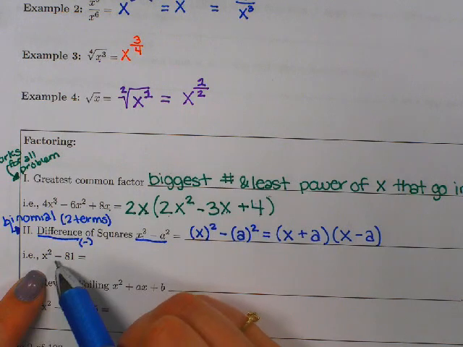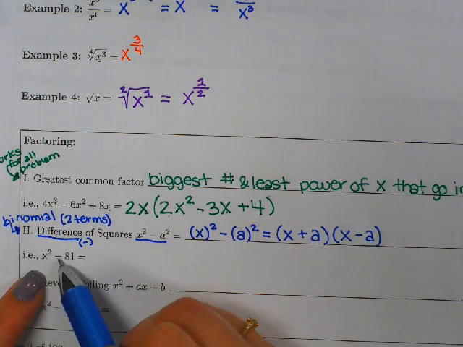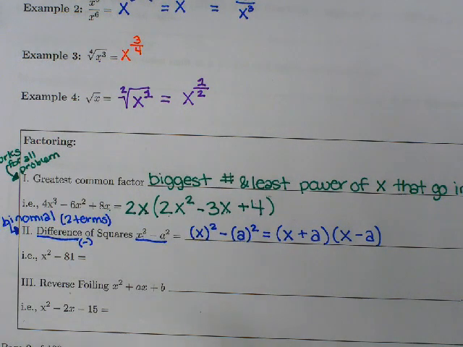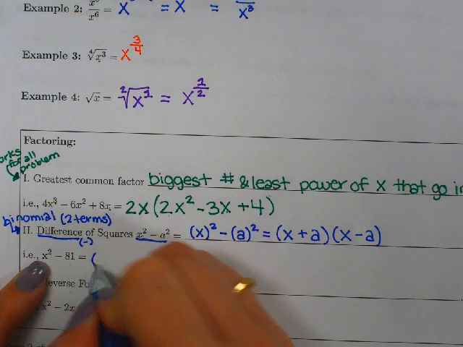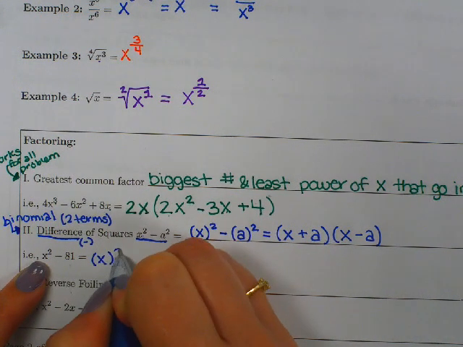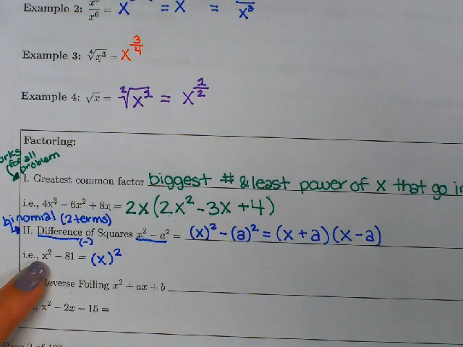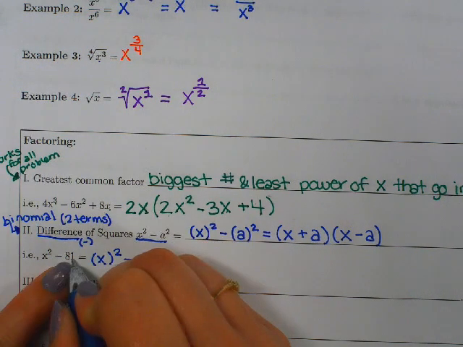If we have x squared minus 81, I have a difference and I have a binomial. I have two terms and it's a difference. So let's see if it's a difference of two squares. Let's think of what would be squared to be x squared. That's a bit of a weird thing because it's a letter or a variable. Well, x squared is x squared.